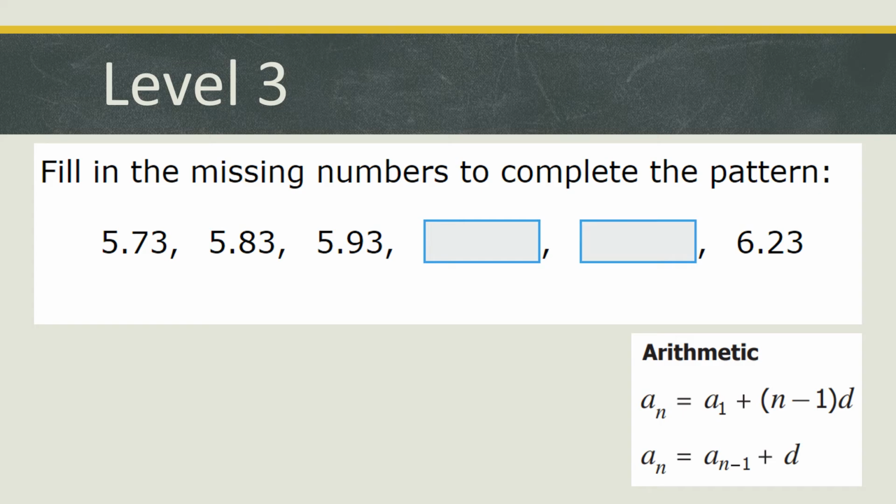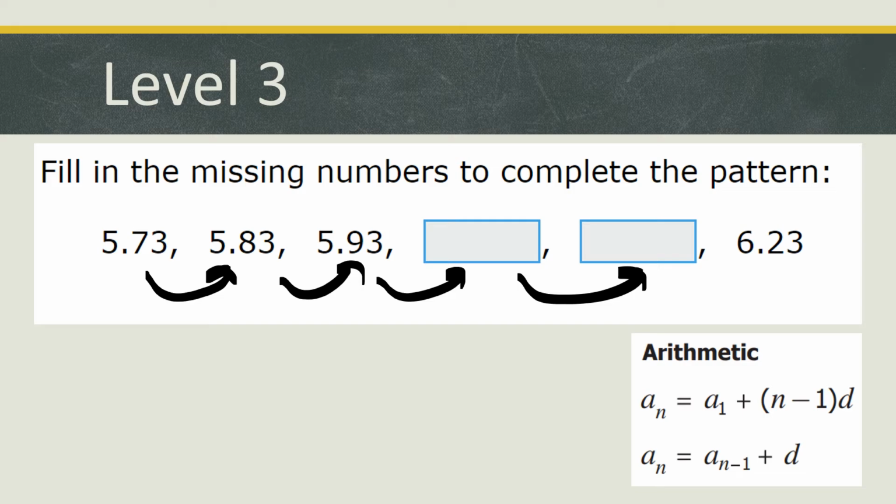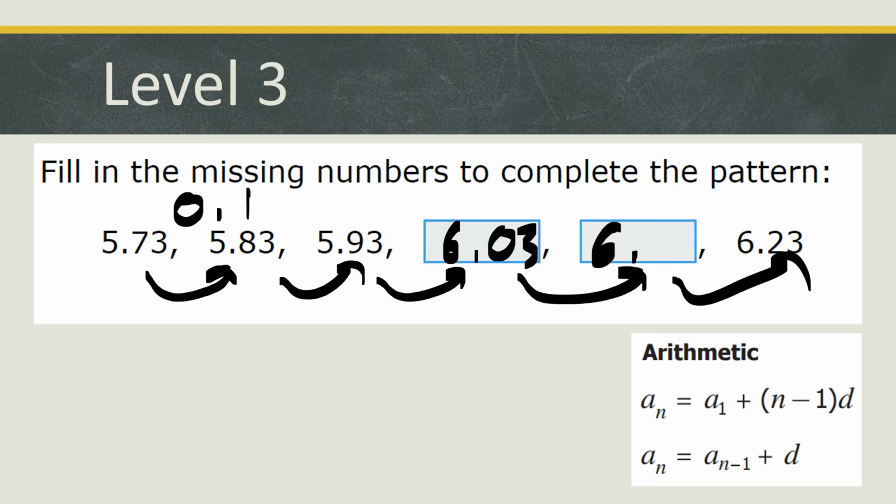So this one's really easy once you realize that it's going up by 0.1 each time. In this next example, I have decimals. It is going up each time. And again, it's arithmetic. It's going up the same amount each time. So what number is it going up by? Well, it's going up by, again, 0.1. And so what's the next one going to be? It's going to be 6.03, and then 6.13, and then 6.23. So again, I didn't have to use these formulas. I wanted to show them to you because they are on a lot of formula sheets, but you don't need them.